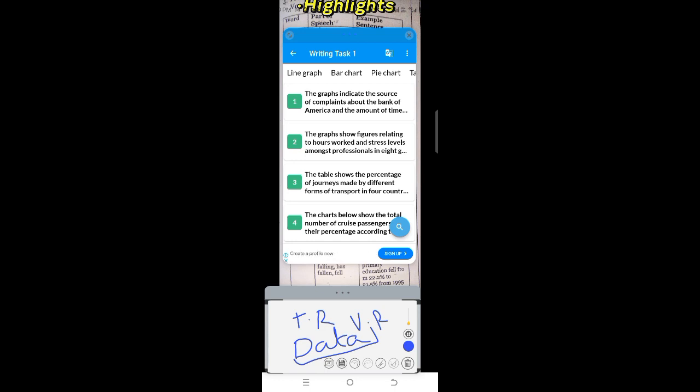So line graph, bar chart and pie chart are the most common ones normally, even in India or in Sri Lanka or Nepal, especially in Pakistan.